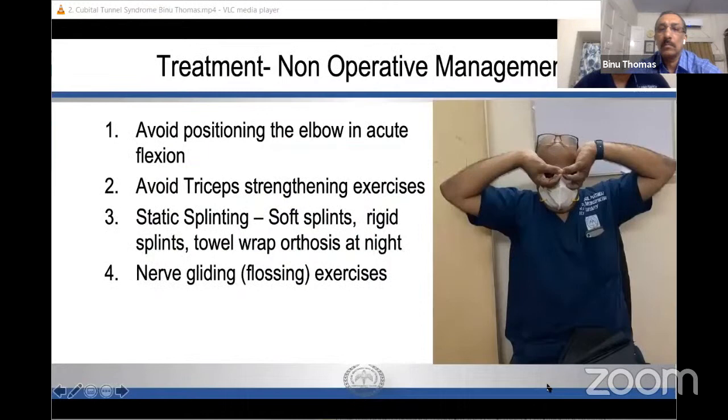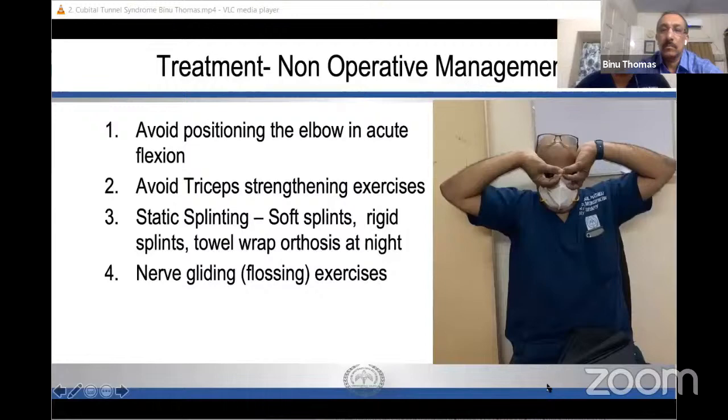In the non-operative management, the patient is advised to avoid positioning the elbow in acute flexion and avoid tricep strengthening exercises. Static splinting by just using a towel wrap around the elbow when you go to sleep at night gives a lot of relief, and certain exercises, like nerve gliding exercises, as you can see Dr. Anil demonstrating by flexing the elbow and extending the wrist. The nerve is stretched.